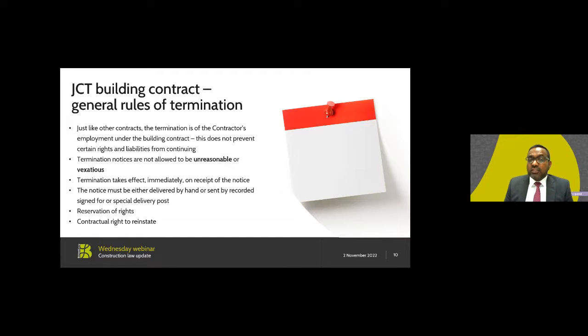To illustrate contractual termination, I shall refer to the provisions in the JCT building contract as an example. Just like other contracts, the termination is of the contractor's employment under the building contract. This does not prevent certain rights and liabilities from continuing. The termination notices are not allowed to be unreasonable or vexatious. In the case of Rainwood Limited and Brown and Sons 2008, vexatious is said to mean terminating the contract with an ulterior motive or for the purposes of oppressing, harassing, or annoying the employer.